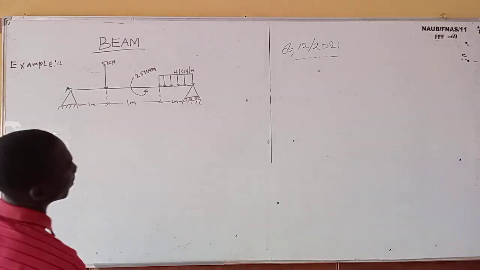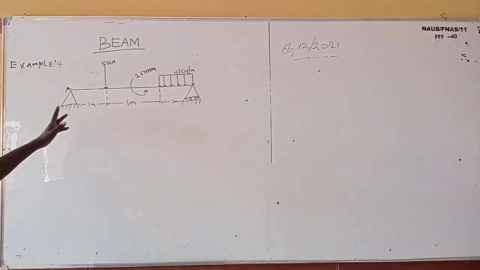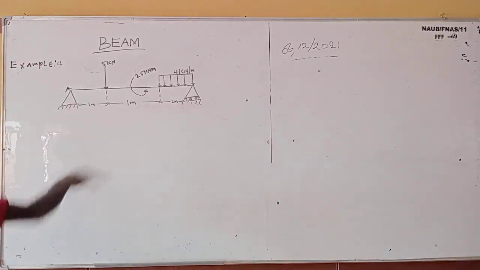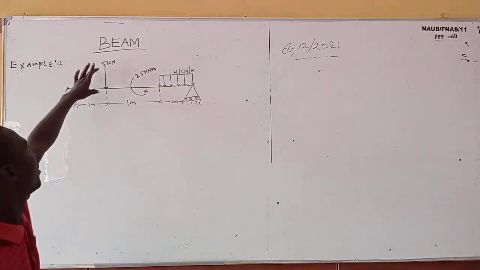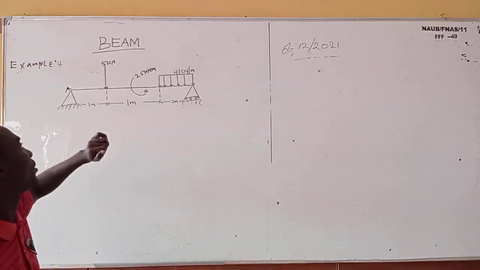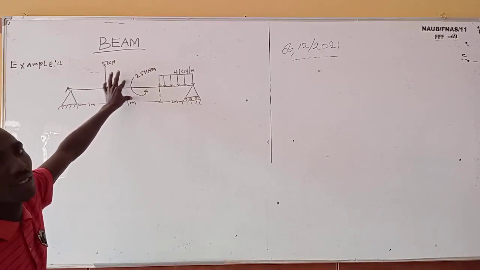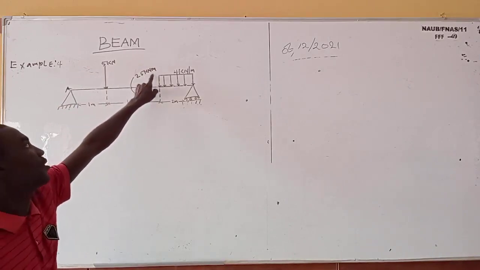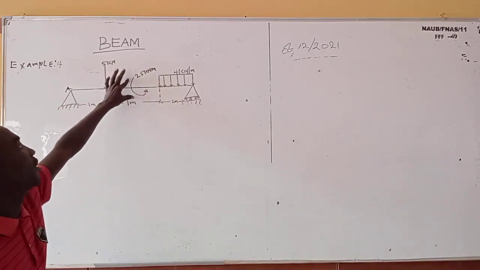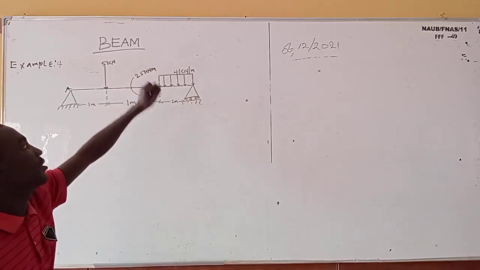Okay, now we are on example number 4. You can see this is a simply supported beam having a point load of 5 kilonewton. This is a moment. Don't forget the unit of moment is kilonewton meter, which is 25 kilonewton meter.